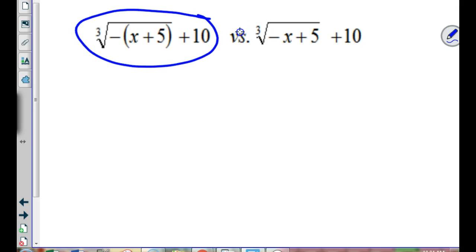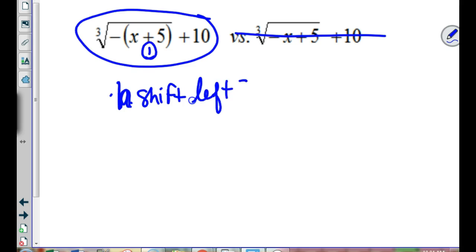Just describe this one to me, not this one. It's a cube root graph that's had what done first? Inside the parentheses, so it shifted. Horizontal shift. That's supposed to be an H, sorry. Horizontal shift left 5. Then what's the negative inside the cube root doing?